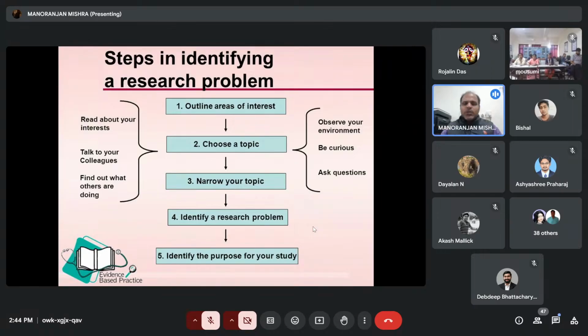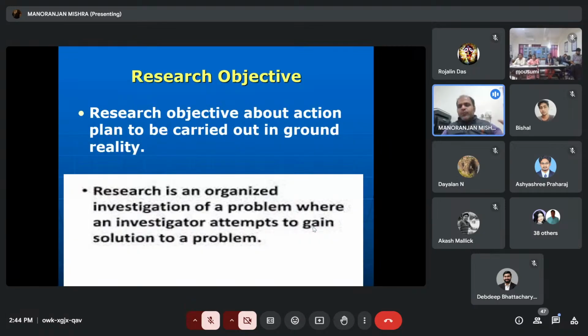I have already talked about the research objective. This is an action plan. Try to understand the research problem until you get your research objective. Most of this is a mental process, but the real thing happens when you go to the lab and do the experiment, or go to open ground and do observations, or take qualitative data and do quantitative analysis. But research is an organized investigation of a problem where the investigator attempts to get a solution to the problem.